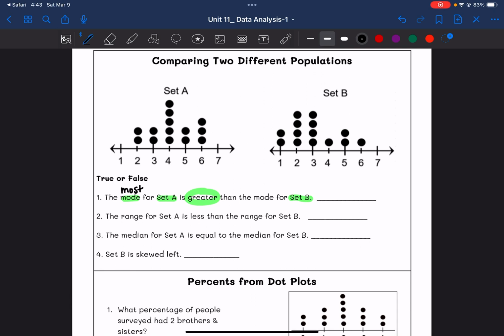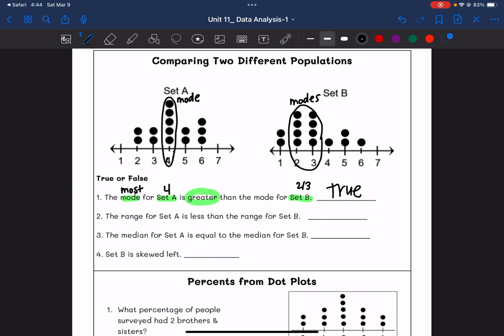So here, if I look at this, I see that 4 is the one that has the most amount of dots. Okay, it has 1, 2, 3, 4, 5 dots. Okay, so this one is the mode. I'm going to write 4, which is the number that it has, okay? Now, set B actually has 2 modes. Now, there can be more than one mode, okay? These are the modes. That would be 2 and 3, okay? Now, is 4 greater than 2? And is 4 greater than 3? Yes, so this is true.